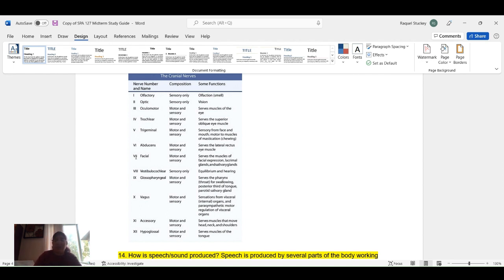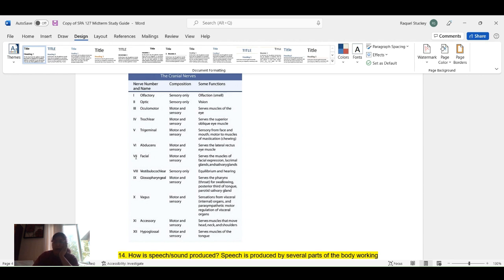Your olfactory nerve, which is your number 1, is in charge of smell, which is a sensory. Number 2 will be your optic, which is in charge of your vision, your eyes. Oculomotor, number 3. It's a motor and it serves the muscles of the eye. Number 4, trochlear. It's a motor, but it serves the superior oblique of the eye muscles.